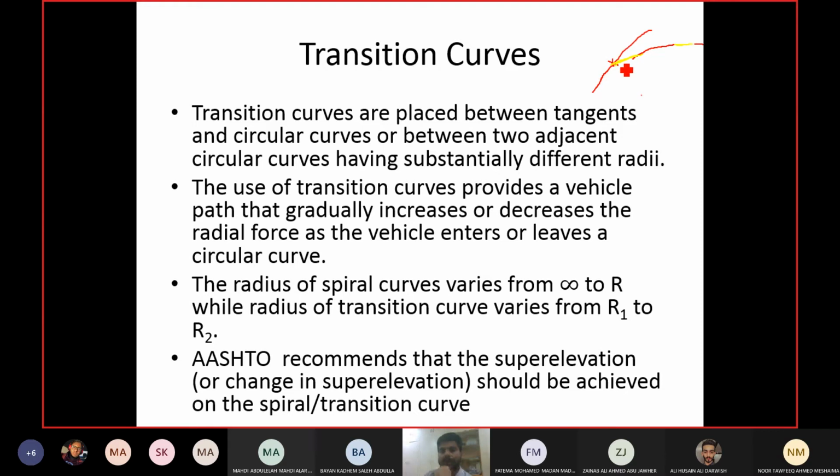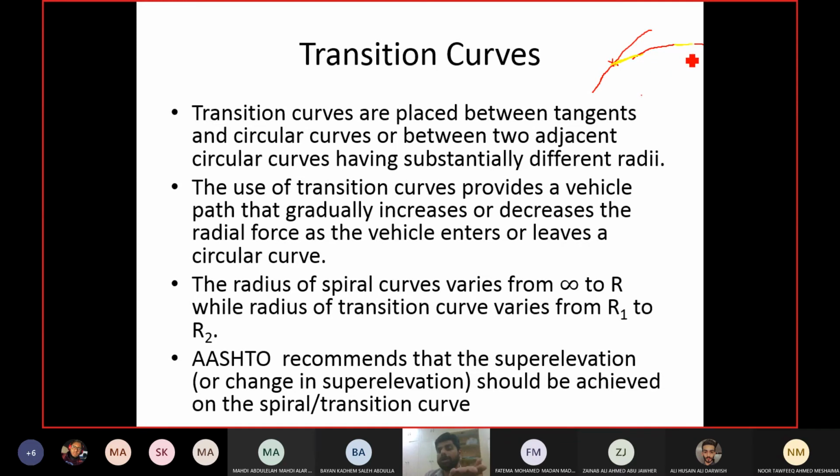So a spiral curve or the transition curve provides you that space where you can also provide a gradual change of normal cross slope to super elevation. From normal cross slope to super elevation, you can achieve some part of it on the spiral or the transition curve as well. If you are going from a straight line to the curve, then your change is from normal slope to super elevation.